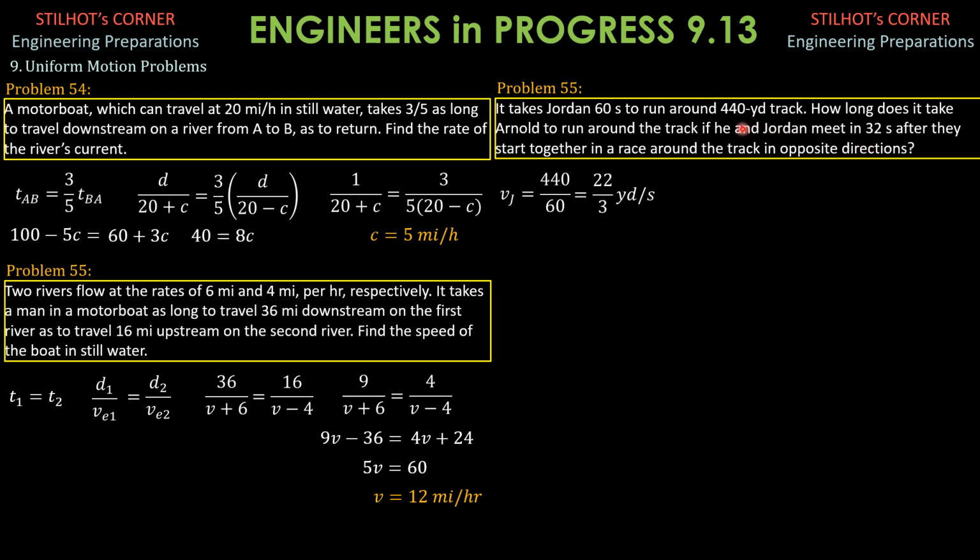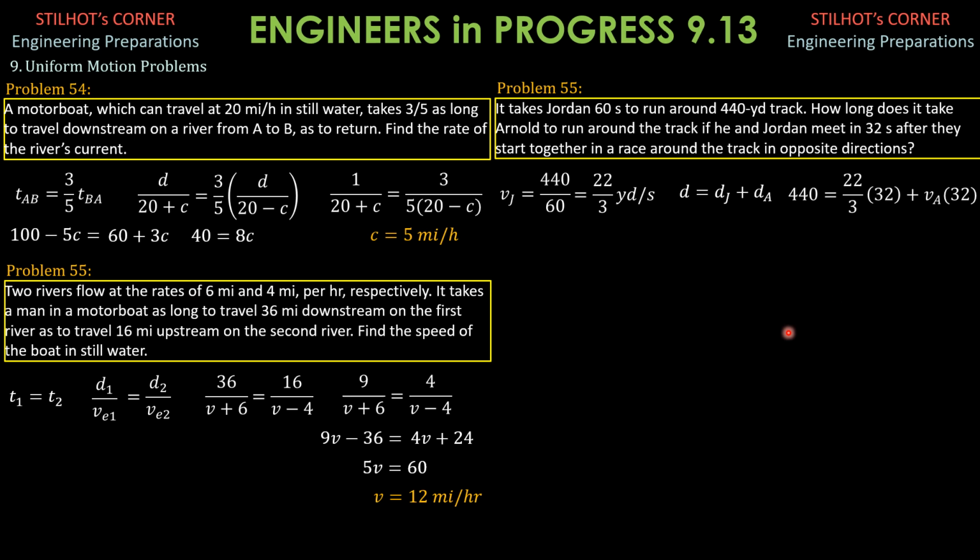is equal to 440, because they meet after this time, 32 seconds, and they start in opposite directions from the same point. So distance equals distance traveled by Jordan plus distance traveled by Arnold. So 440 equals, the travel time is 32 for both, so 440 equals speed of Jordan times 32 plus speed of Arnold times 32. We'll call the speed of Arnold V sub A, times 32.